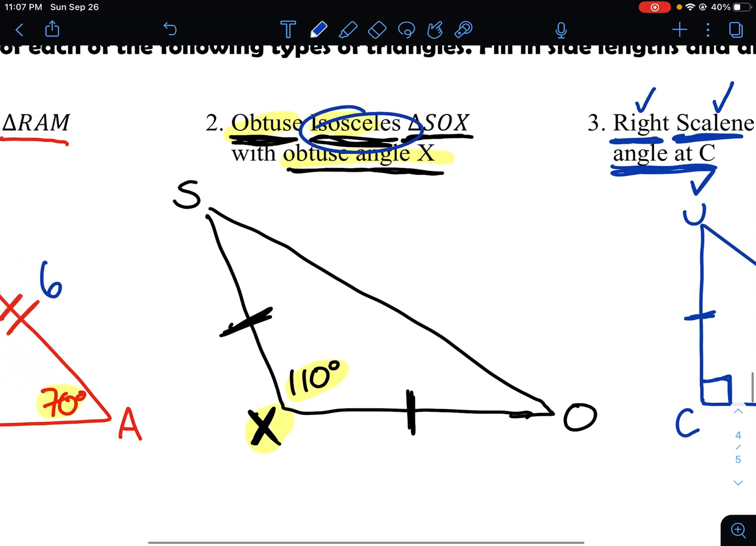And then it says it's isosceles, which means two sides have to be the same. So that's what this tick mark and this tick mark here indicate. Those two are the same. If you wanted to give numbers, you could do something like 10, 10, 12, or something like that to say, hey, these two sides are the same. This one is different.